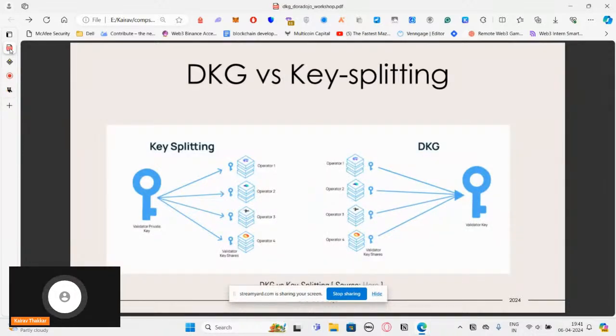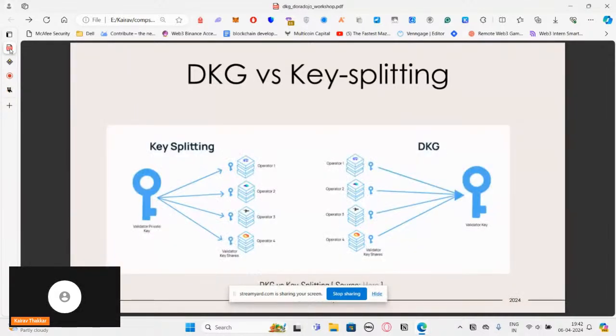Here is a pictorial representation, an illustrative example of how key splitting versus DKG works. When we are key splitting, we generate a key and then distribute it among different operators. When we are working with distributed key generation, it's kind of the opposite. We take parts of keys from different operators and generate a validator key.